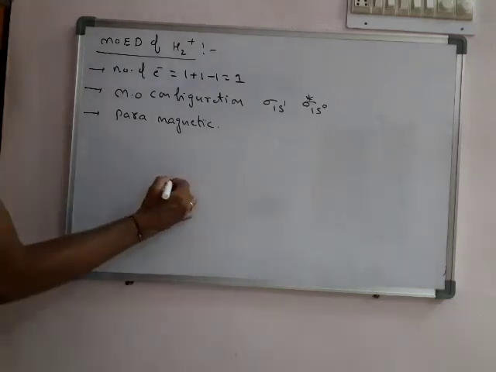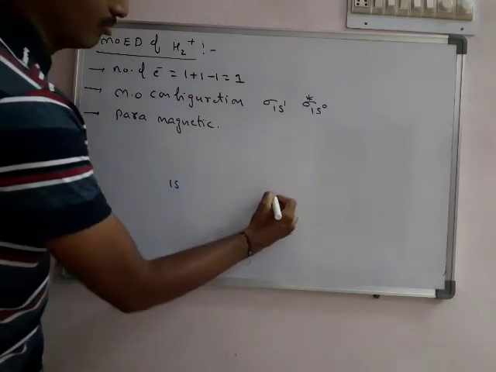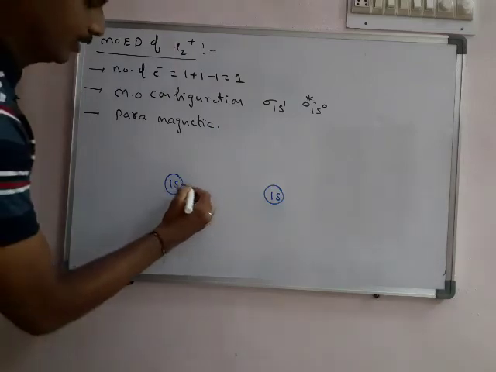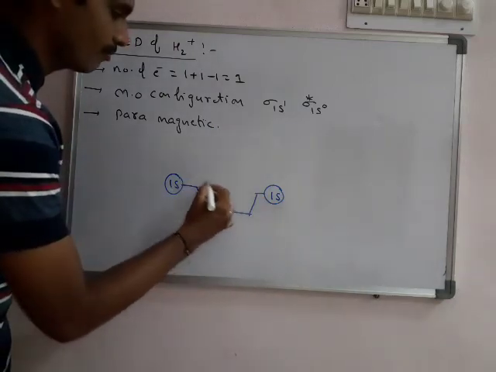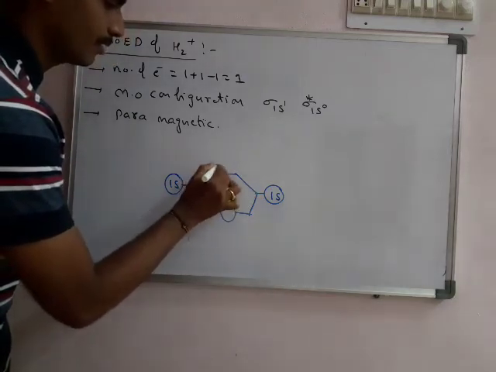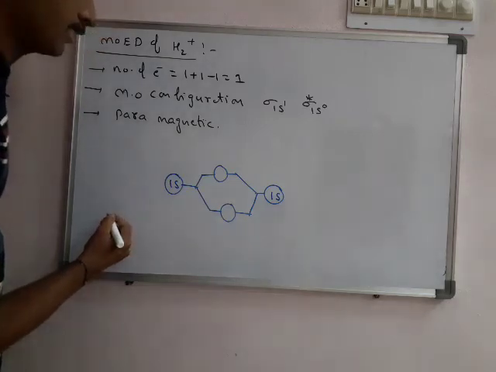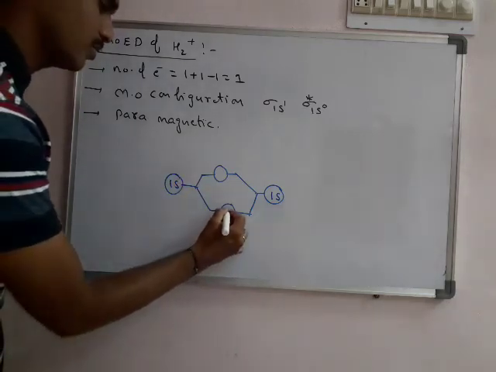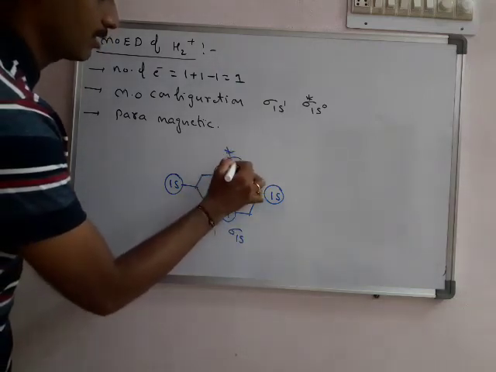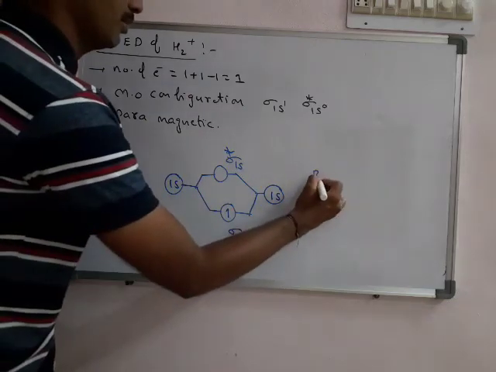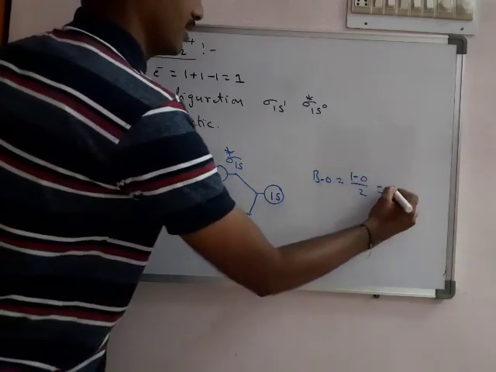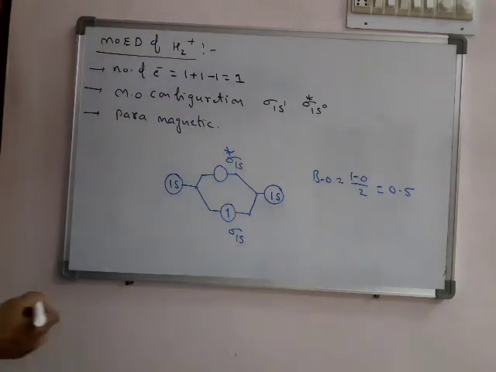You see the diagram. The 1s of one hydrogen and the 1s of the other hydrogen combine together, forming two molecular orbitals. Here there is only 1 electron present, in sigma 1s, and none in sigma star 1s. So what is the bond order? The bond order is bonding electrons 1 minus 0, by 2. 1 by 2 is the bond order.